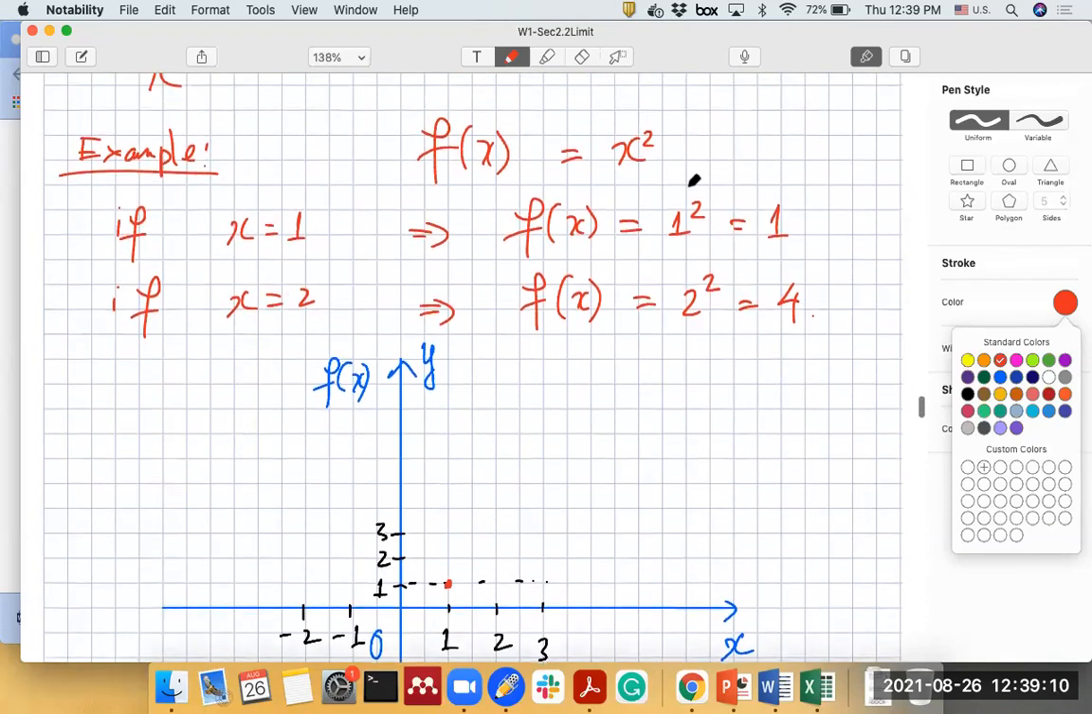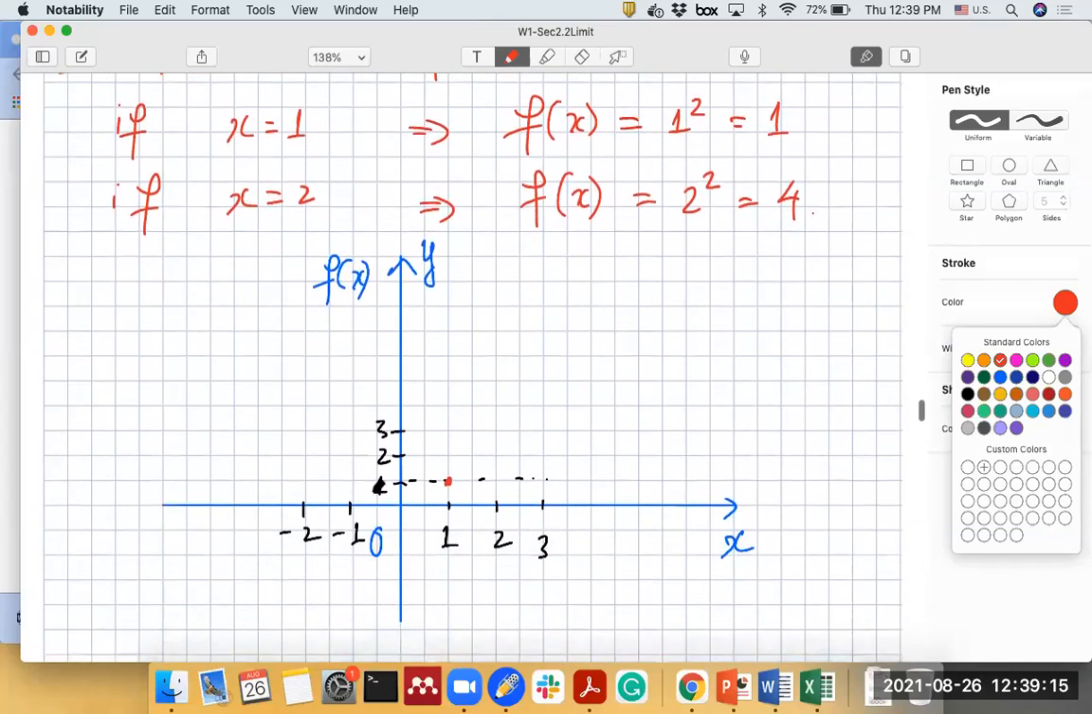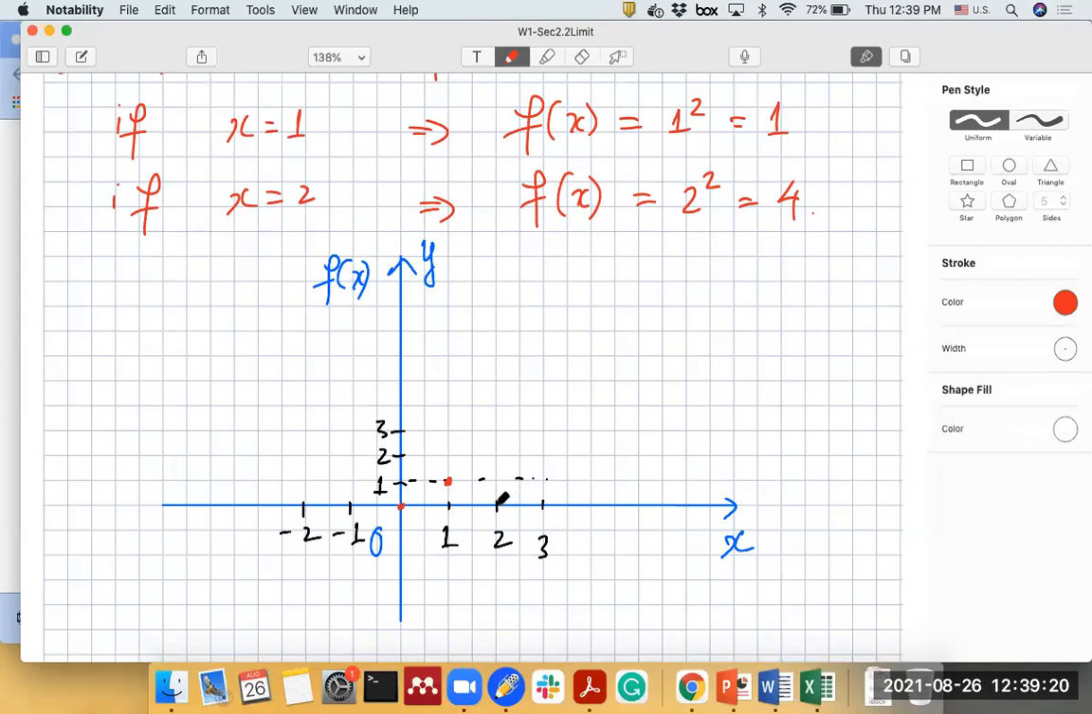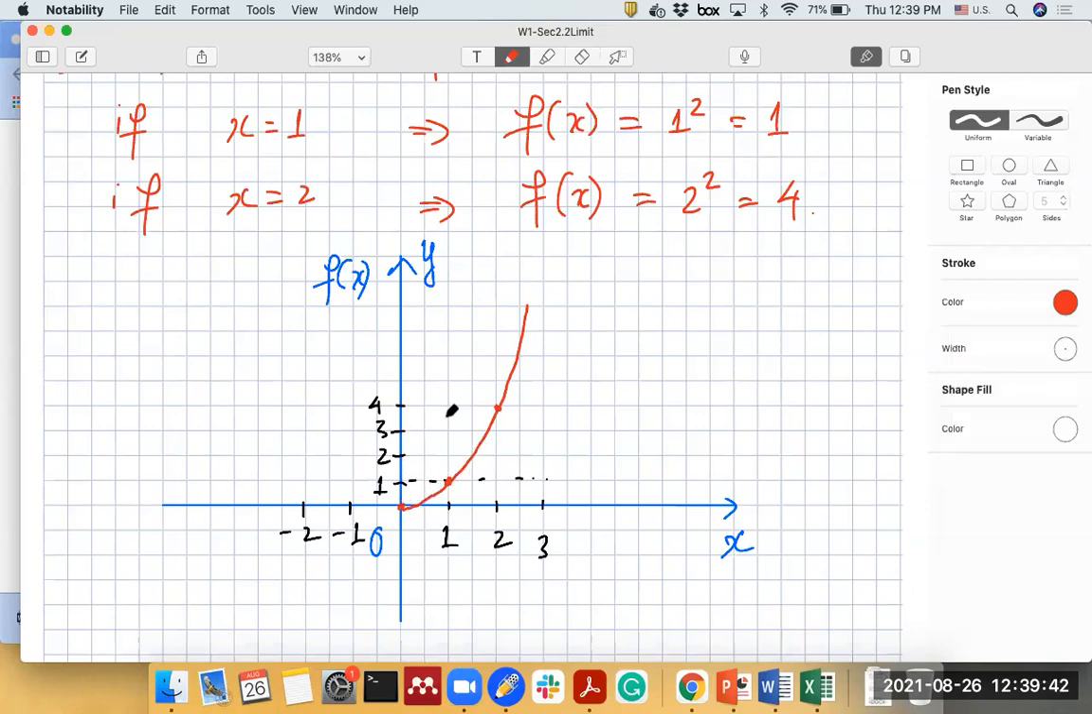At x is equal to 0, what is y? Very good. It means that at this position, x is 0, y is 0. And at x is equal to 2, y will be 4 here, right? So 2 in this coordinate will be this point. Okay, so we connect all these points. This is half of the graph of the function f of x.